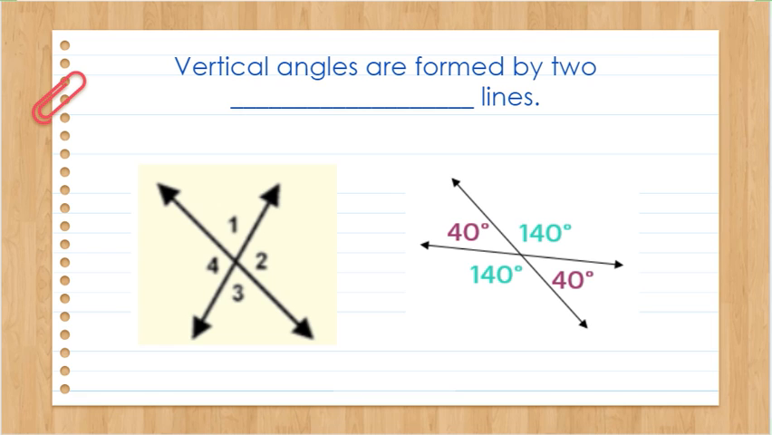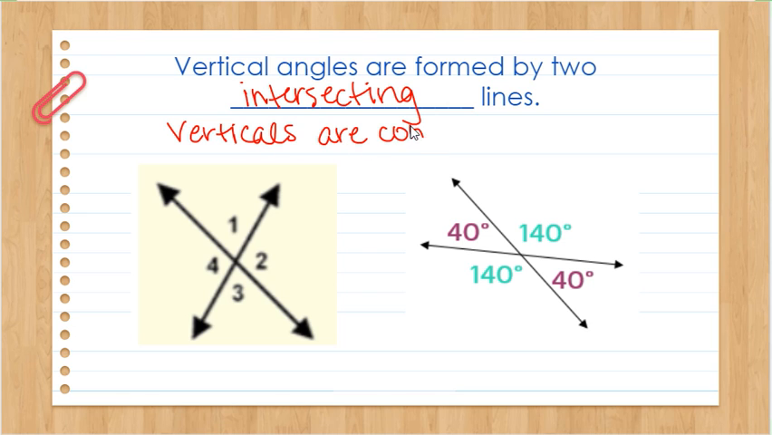Right? This is the top of your notes, and you're filling in the blanks with me, and you're adding extra information. So vertical angles are formed by two intersecting lines. All right, so let's also add some extra information about vertical angles. First we want to add that vertical angles are congruent. And we just want to remind each other that that means they're equal. Congruent means that they're equal.